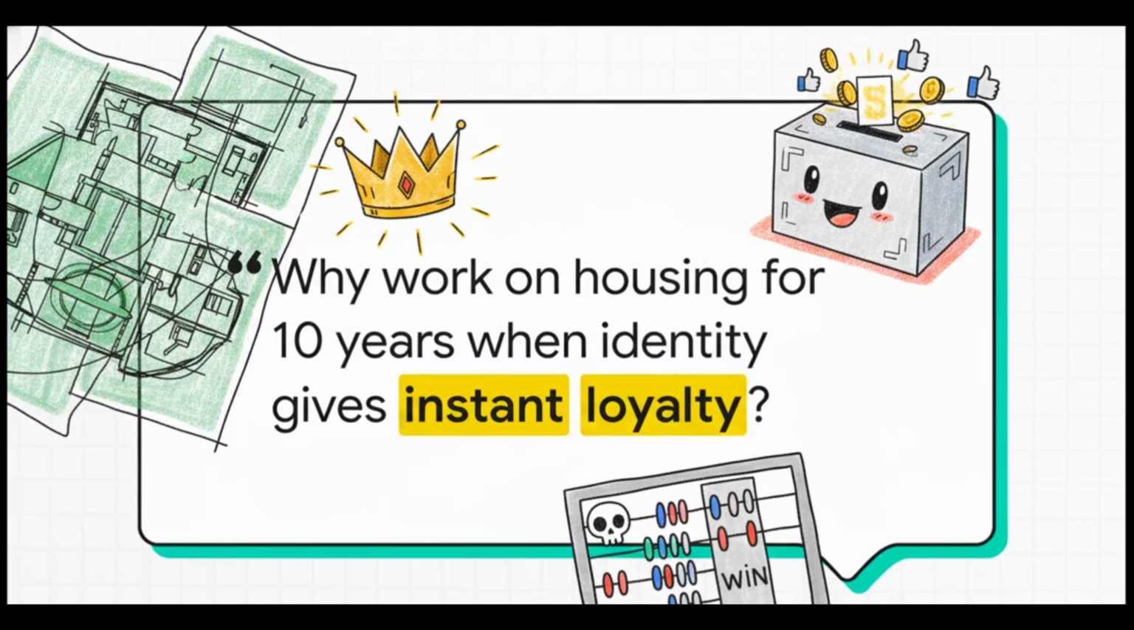And you have to understand, for a political operator, this is pure gold. I mean, think about it. Why would you spend 10 years trying to solve a super complex, expensive problem like a housing crisis when you can just appeal to someone's unchanging identity and get their instant, durable loyalty? The electoral math is just ruthless and incredibly efficient.